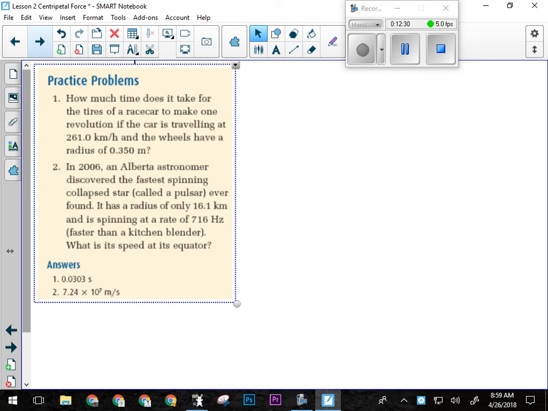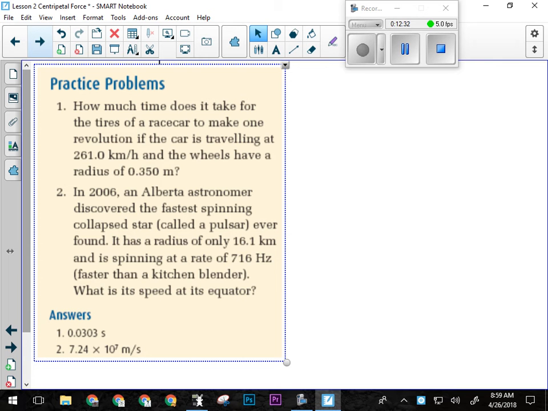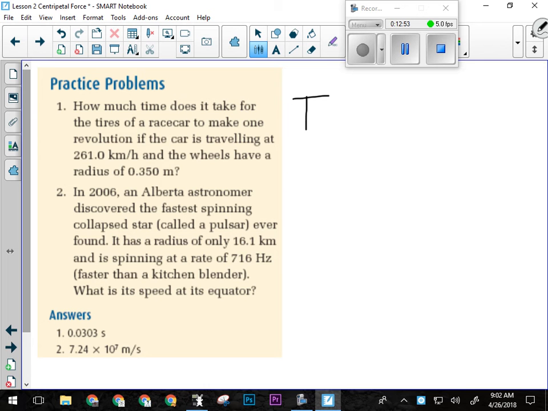All right, I'm going to let you guys try those two. Keeping in mind that they're trying to trick you with units here. They're giving you kilometers and kilometers per hour. You're going to need that in meters per second if you're going to be able to do anything with it. So we're looking for how much time it takes for the tires of the race car to make 1 revolution. In other words, we're looking for period. That's the time for 1 revolution.